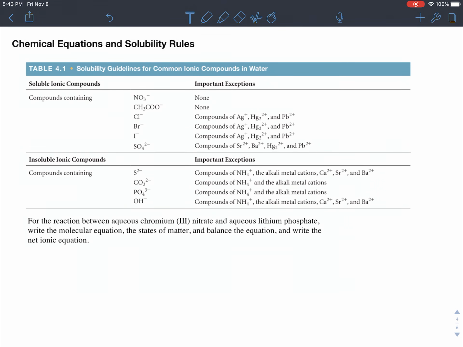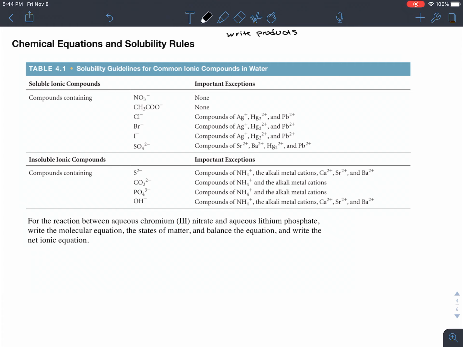Chemical equations and solubility rules. When determining the states of matter, it's important to look at the solubility rules to determine if a solid is formed. When writing a chemical equation, you always want to do three things.